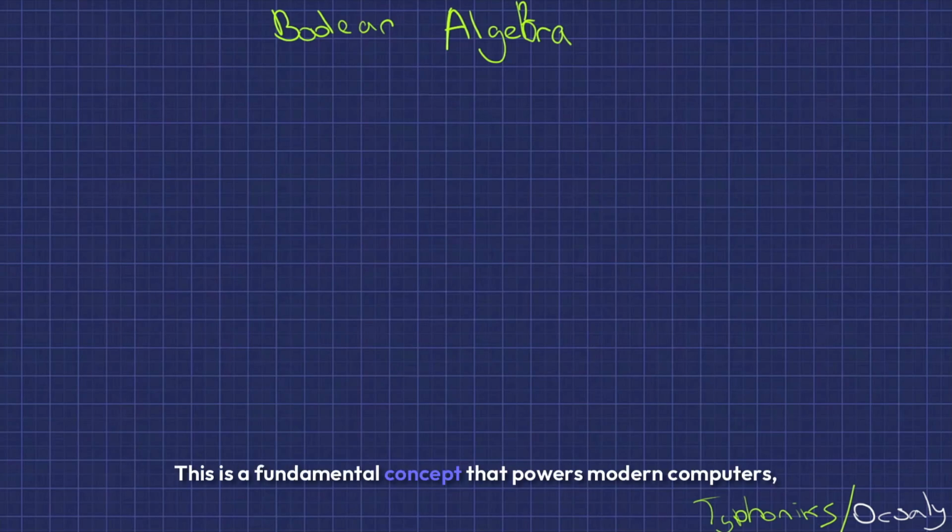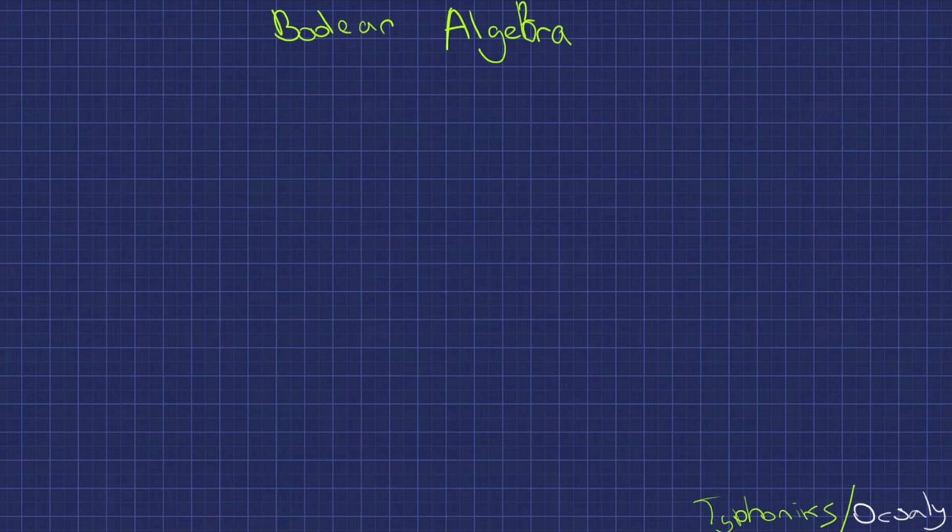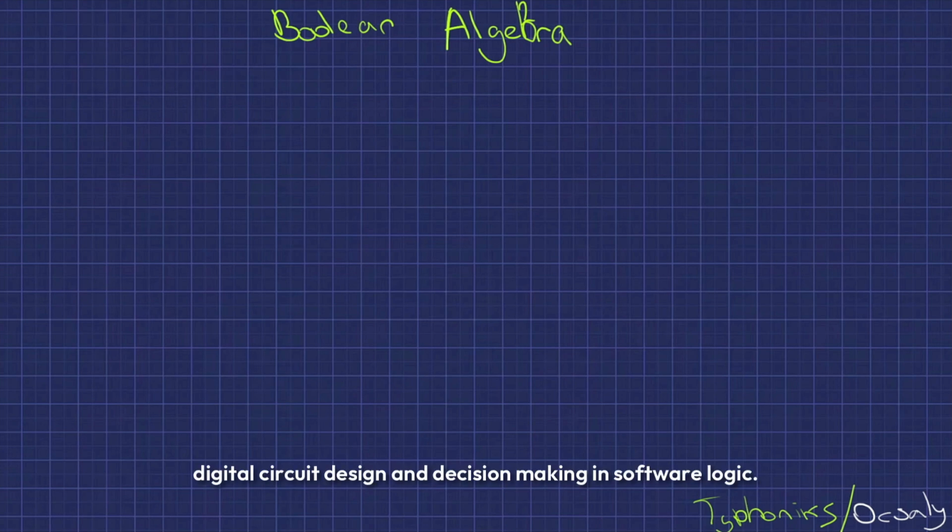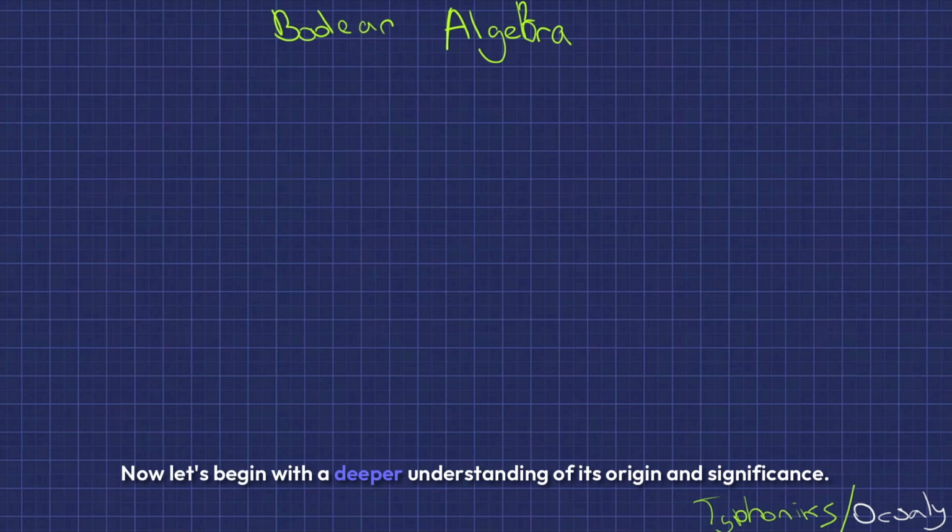This is a fundamental concept that powers modern computers, digital electronics, and all logic-based systems. This topic lies at the heart of computer organization, digital circuit design, and decision-making in software logic. Now let's begin with a deeper understanding of its origin and significance.